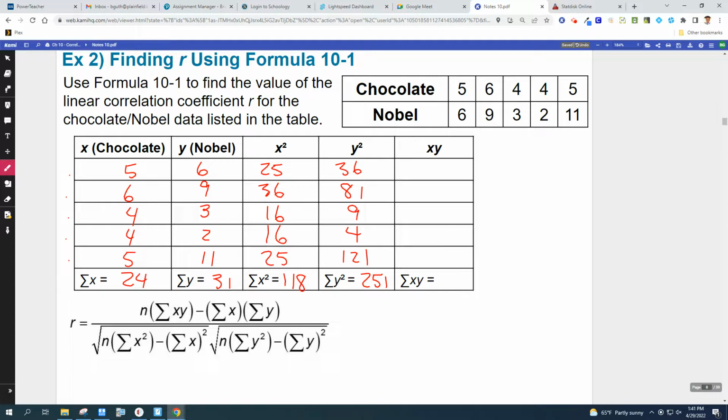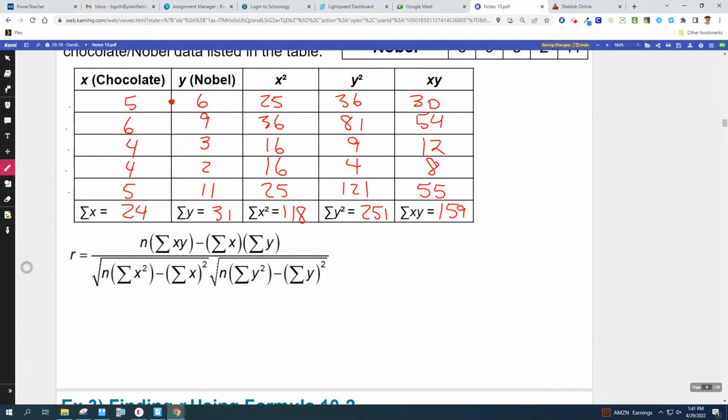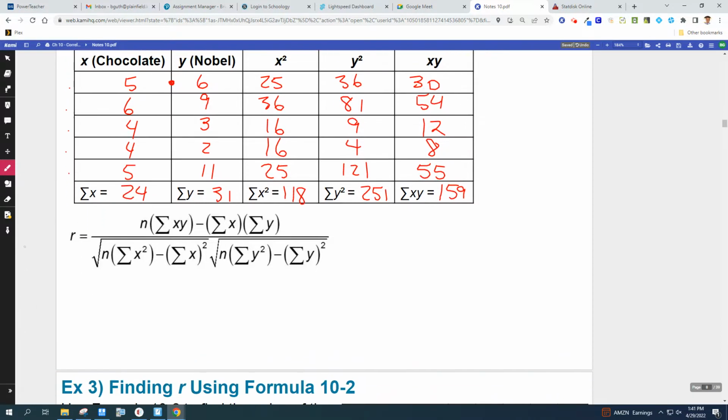I know I'm kind of doing this quickly. I don't want to spend all day with the numbers. XY, you're multiplying your X number times your Y number. So 5 times 6 is 30. 6 times 9 is 54. 4 times 3 is 12. 4 times 2 is 8. 5 times 11 is 55. And then find the sum, that's 159. We fill out all those numbers in that chart because we have to fill in all of the arguments in this equation.